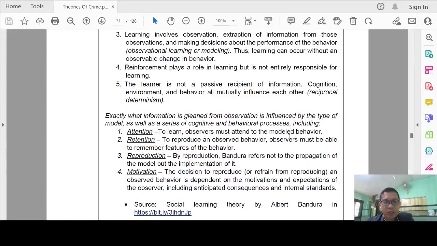Now, when it comes to learning, the series of cognitive and behavioral process, according to Bandura in his social learning theory, no, there are four areas of which a behavior can be learned. Now, what are these? We have the attention, the retention, reproduction, and motivation. So the first cognitive and behavioral process is about the attention. The way we focus to learn, an observer must attend to the model behavior. You need to focus your attention.